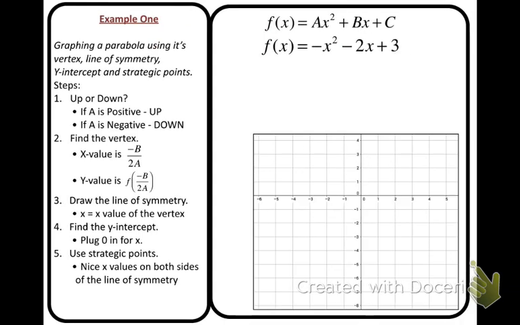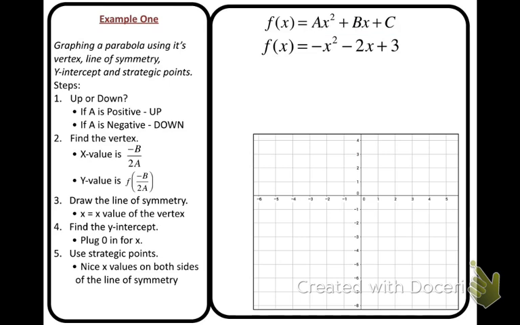All right, example 1. Graph the parabola using its vertex, line of symmetry, Y-intercept, and strategic points. So you notice this 5-step process here. We're going to use this every time we have a parabola in standard form. And we're going to want to have 5 points to draw our parabola just to keep it fairly accurate. Okay, so remember, all these 5 steps over and over again. So standard form is going to be this form here where you see ax squared plus bx plus c. Anytime you have that, we have a parabola in standard form.